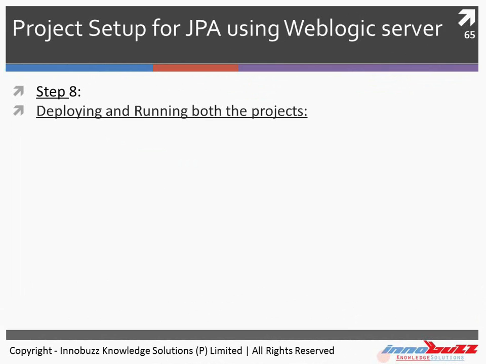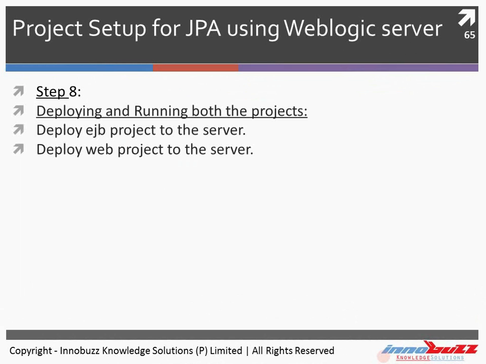Finally, deploying and running both the projects. Deploy the EJB project to the server, deploy the web project to the server, and select the web project and run on the server. So these are the steps required to do your project setup. Next we'll see the demonstration on JPA once these steps are completed.